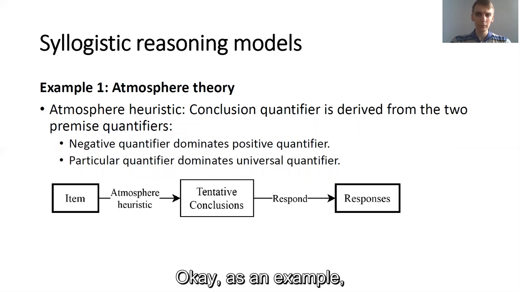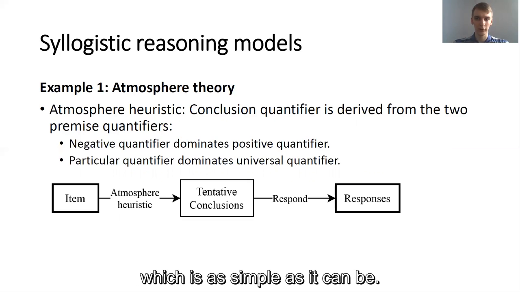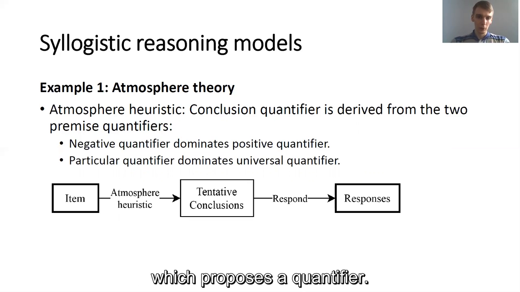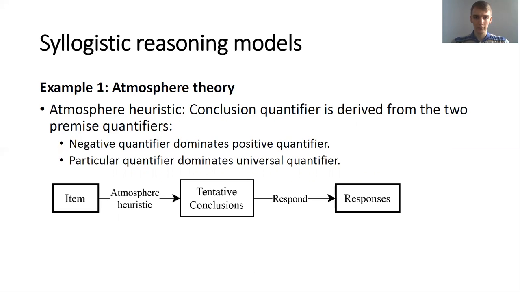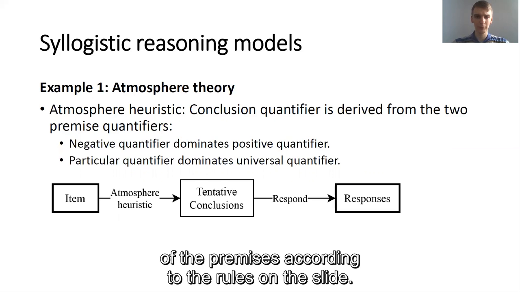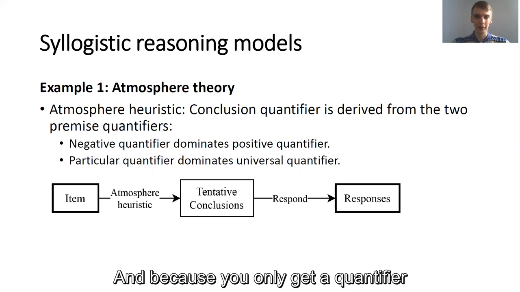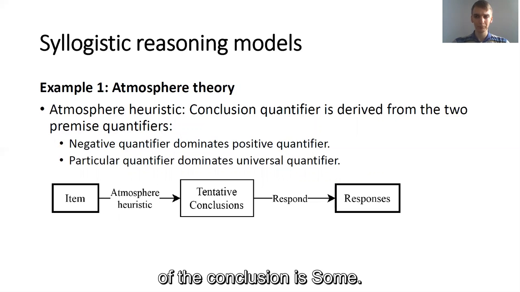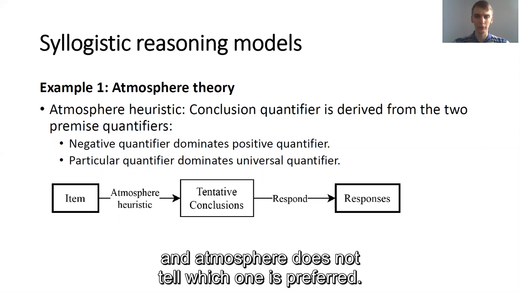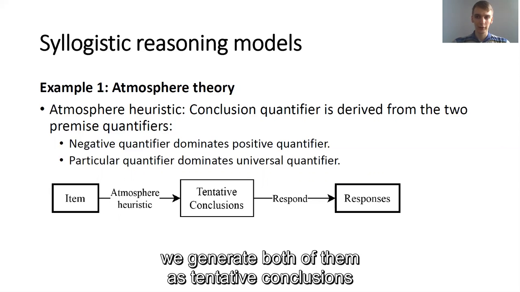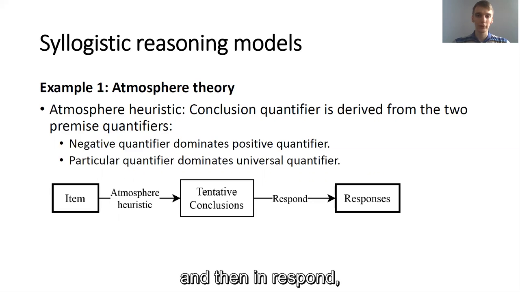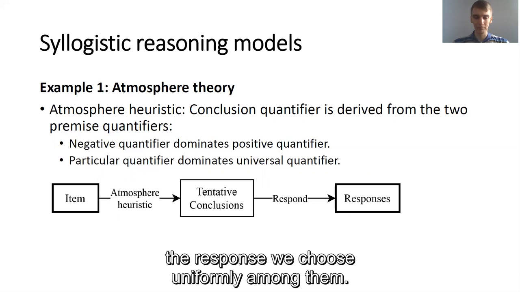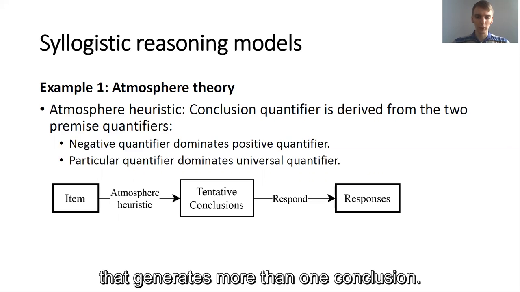As an example, we have here the atmosphere theory, which is as simple as it can be. It only proposes one heuristic, which proposes a quantifier of the conclusion from the quantifiers of the premises according to the rules on the slide. Because you only get a quantifier that way, we also need a mechanism to, for example, if you conclude that the quantifier of the conclusion is some, then it can either be some A are C or some C are A, and atmosphere does not tell which one is preferred. So in that case, we generate both of them as tentative conclusions, and then in the response, we choose uniformly among them. That's what we do for every theory that generates more than one conclusion.